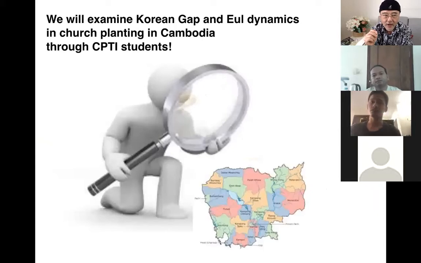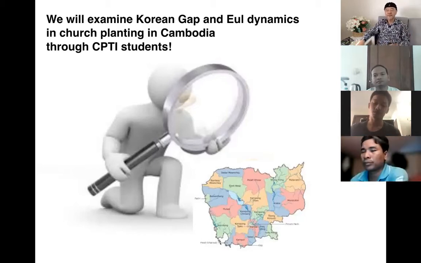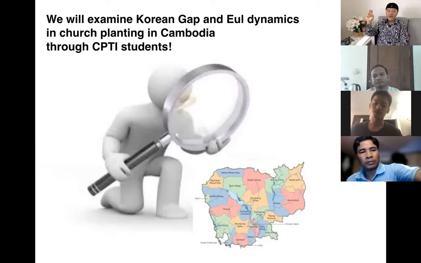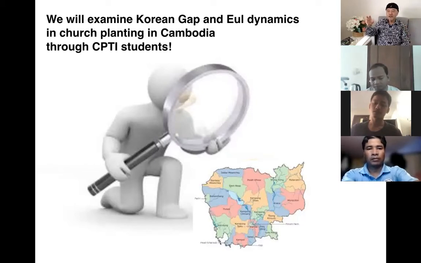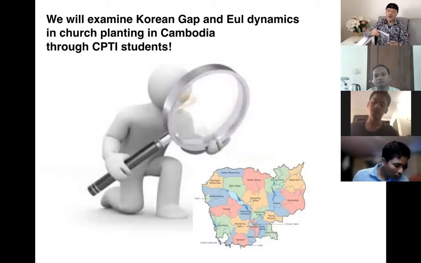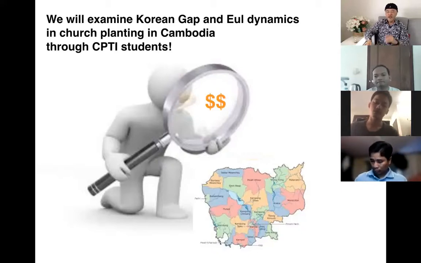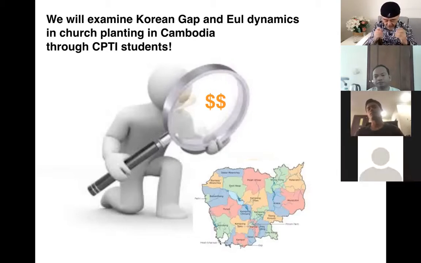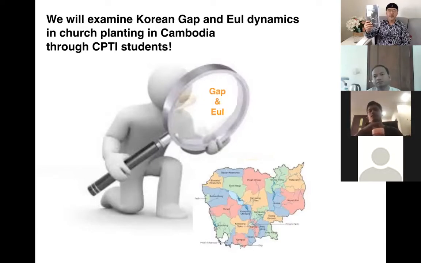And so we'll examine Korean Gap Eul dynamics in church planting in Cambodia through CPTI students. I'm not looking from the Methodist perspective. I'm not looking from the Baptist perspective. Because I am teaching at CPTI right now, I want to look at church planting through the CPTI lens, as a CPTI student. So I want to engage in research of church planting through CPTI students, not from the money perspective, not from aid dependency and money dependency and all that, but more from the Gap Eul relationship. So I want to see from the Gap Eul relationship, not from the money relationship.